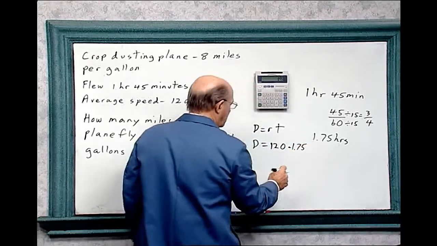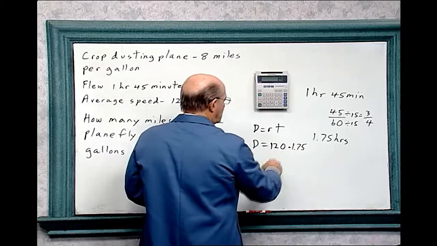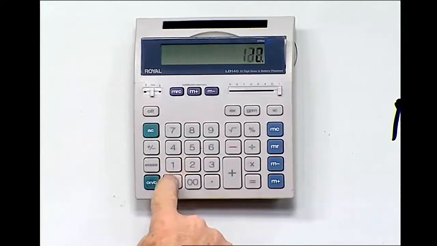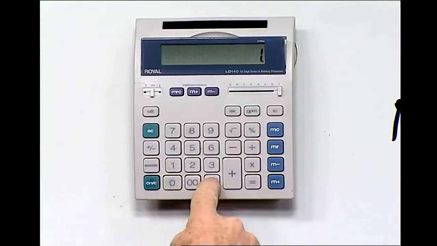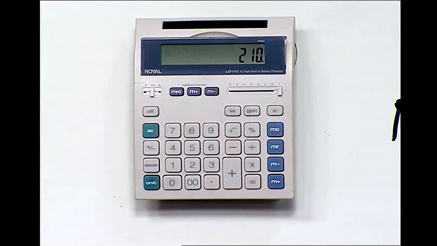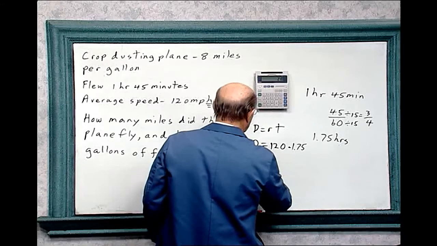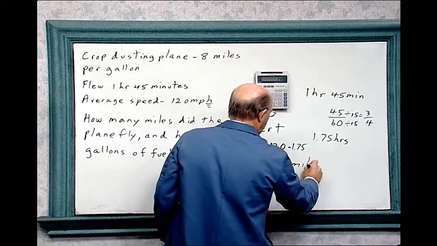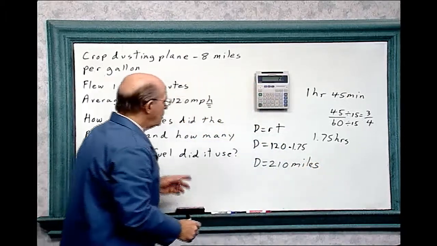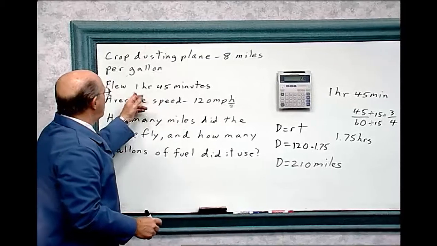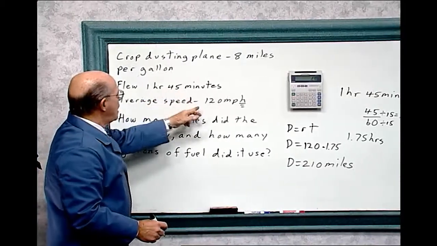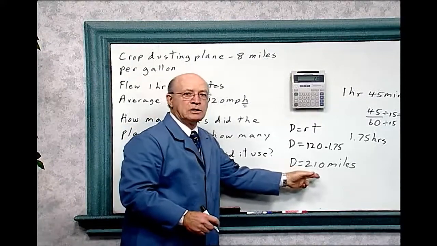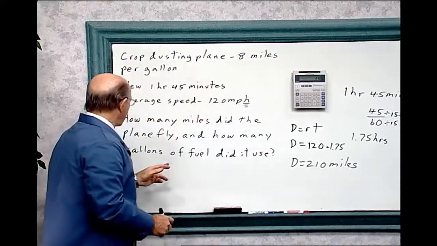1.75, and now it's just a multiplication problem. So let's clear the calculator. 120 times 1.75 equals, so the distance equals 210 miles. So the crop dusting plane flying 1 hour and 45 minutes, averaging 120 miles an hour, covered the distance of 210 miles. Now we have another problem.